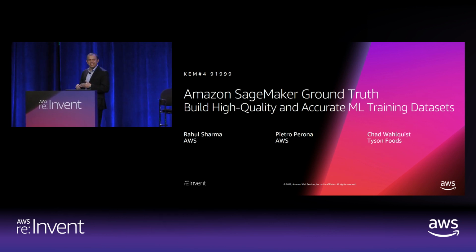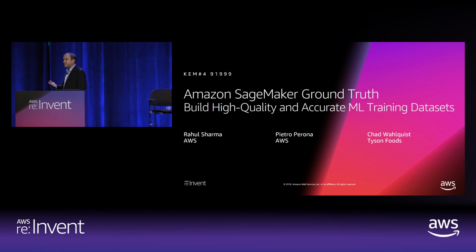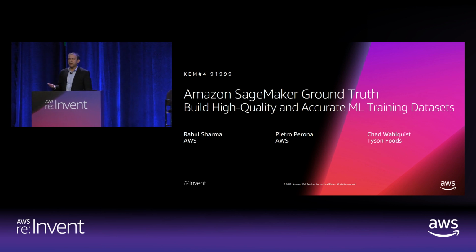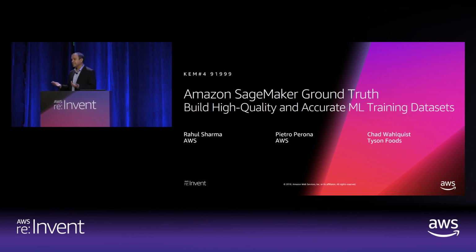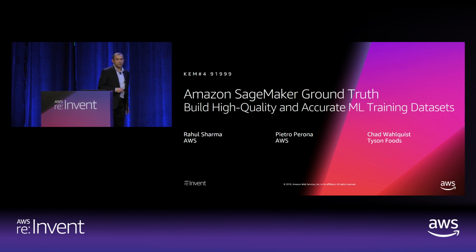So welcome to the session again. In this session, we're going to talk about Amazon SageMaker Ground Truth. As you know, yesterday, as part of Andy's keynote, we launched this service. Amazon SageMaker Ground Truth makes it easy for you to build machine learning applications by making data labeling easy, cost efficient, as well as highly accurate for you. So let's go into the details of SageMaker Ground Truth.